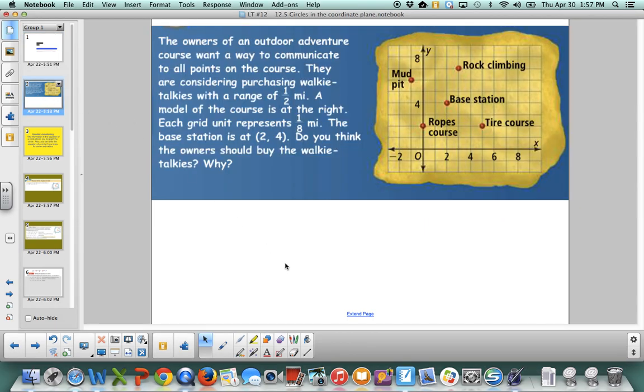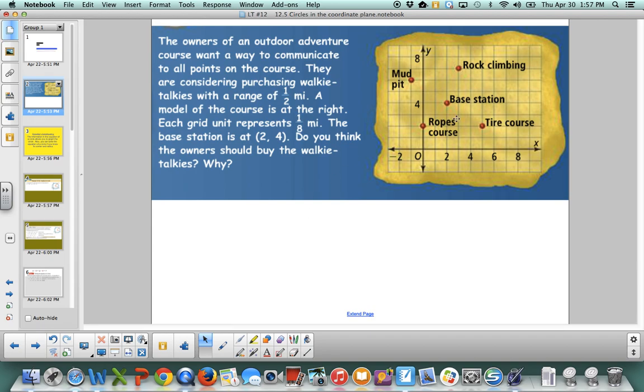Our warm-up question: the owners of an outdoor adventure course want a way to communicate to all points on the course. They are considering purchasing walkie-talkies with a range of a half mile. A model of the course is at the right. Each grid unit represents 1/8 of a mile. The base station is at (2, 4). Do you think the owners should buy the walkie-talkies and why?